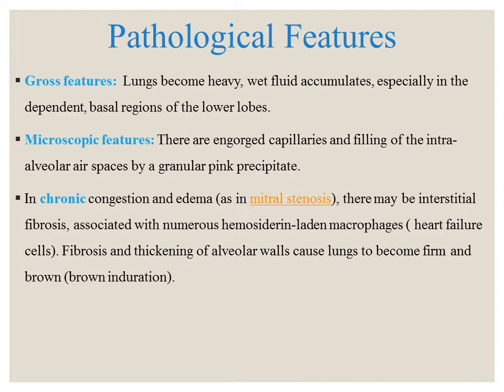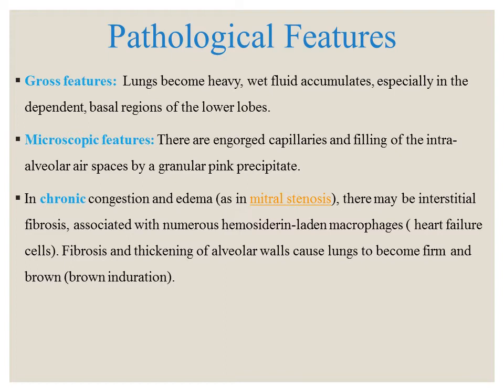So what are the pathological features of hemodynamic or cardiogenic pulmonary edema? The lungs become wet, heavy, and boggy as a result of accumulation of fluid, especially in the dependent basal regions of the lower lobes. What are the microscopic features? There are engorged pulmonary capillaries and filling of intra-alveolar spaces by pink granular exudate. In chronic congestion and edema, there may be interstitial fibrosis associated with microhemorrhages and numerous hemosiderin-laden macrophages that are referred to as heart failure cells, as I have already mentioned in my lecture on left-sided heart failure.